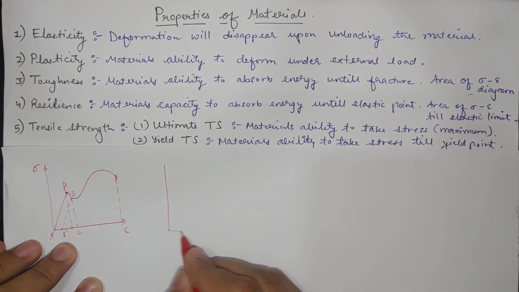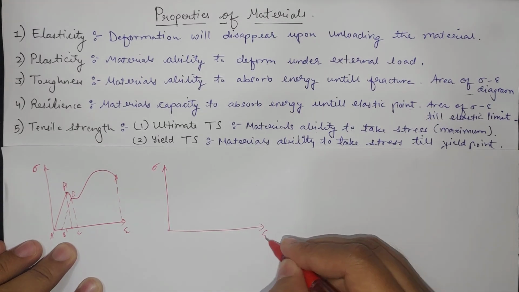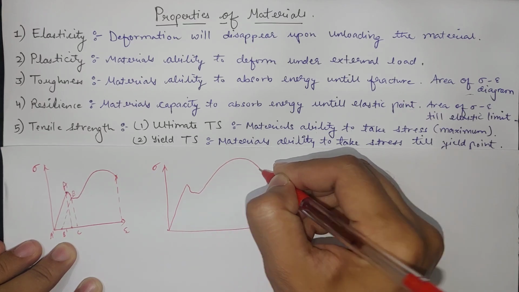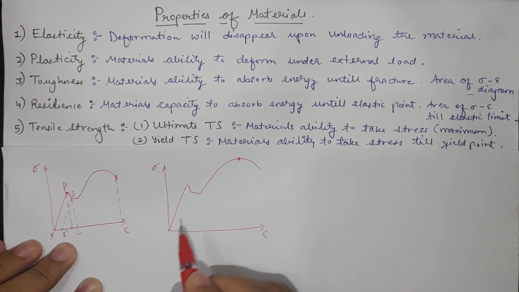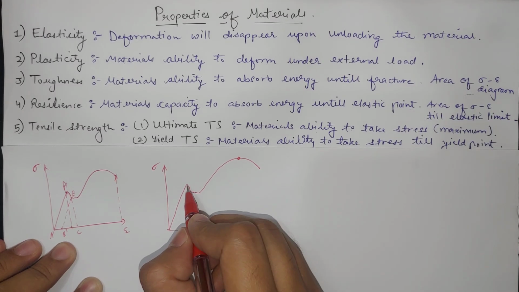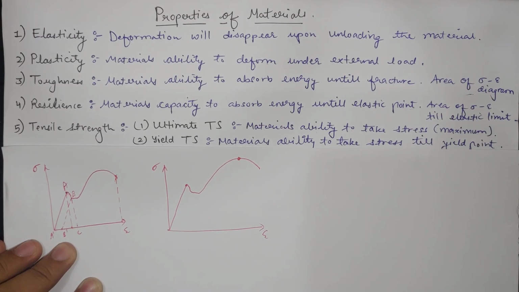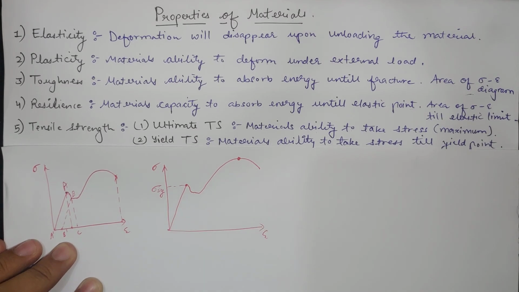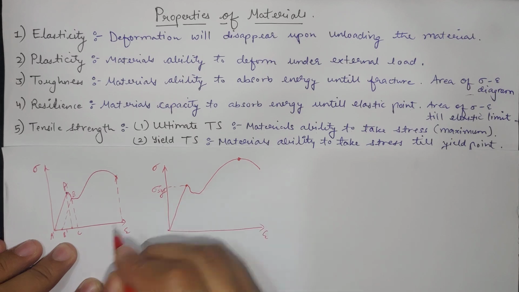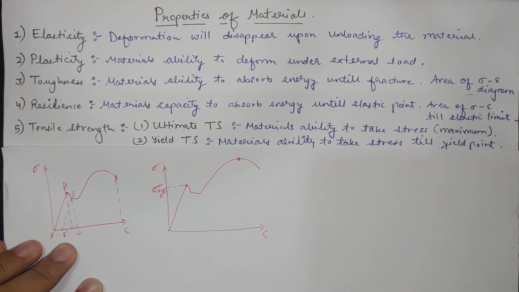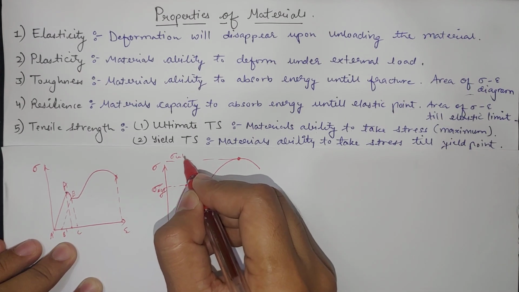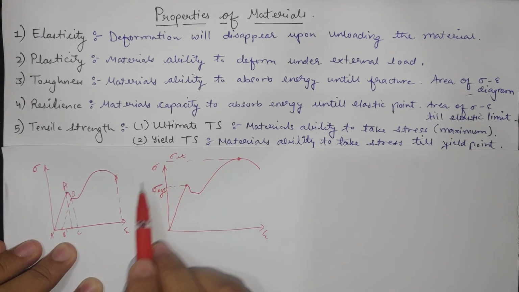So let me draw the stress strain diagram. This is for mild steel. The maximum stress is up to this point, and the yield point is this. So this strength will be the yield strength of the material, sigma YT. And this point will be the ultimate tensile strength, sigma UT, of the material.